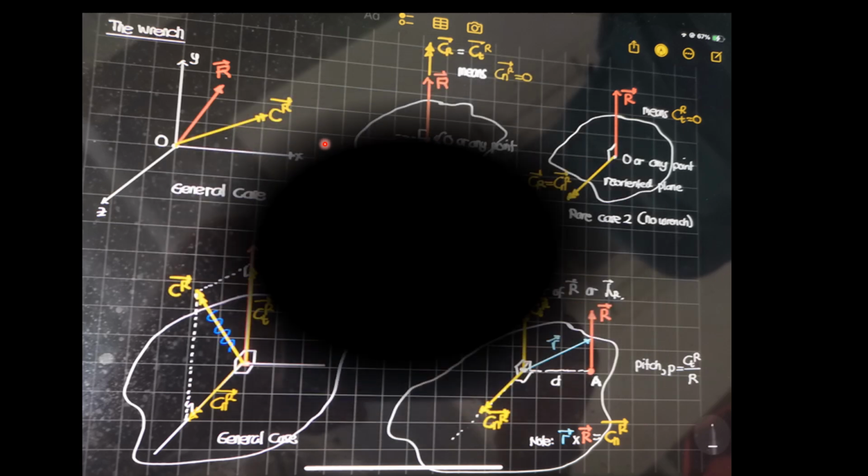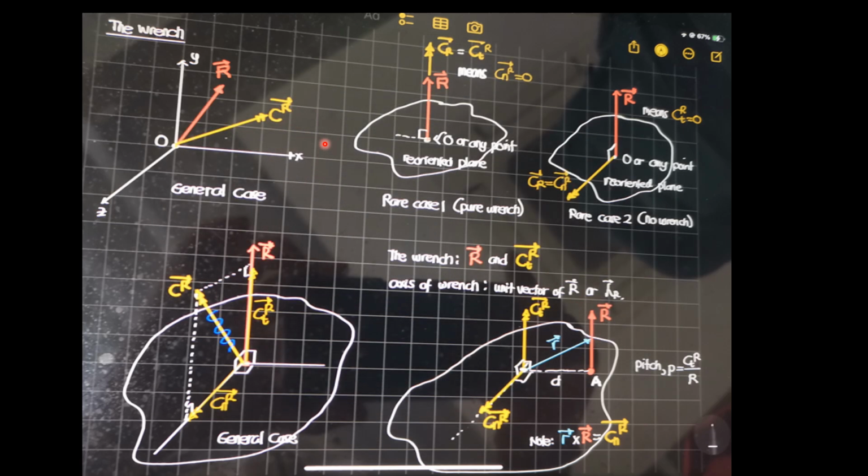Here is a video on the discussion of the wrench. So any force system can be represented by a resultant force acting at an arbitrary point, and let's select that arbitrary point to be the origin, and a couple, the resultant couple, or MO in vector form. So that is the general case.